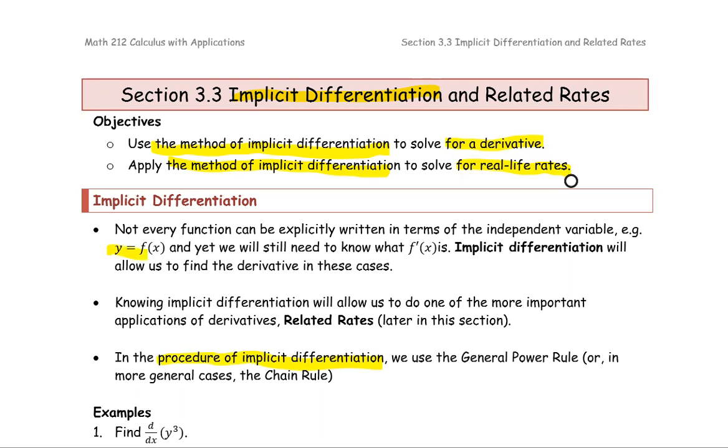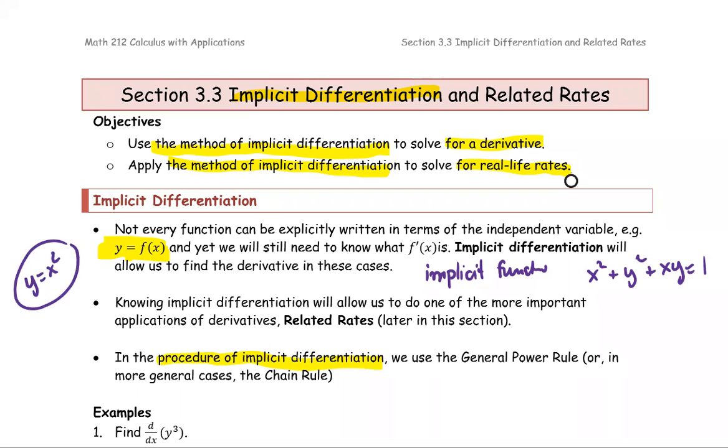function is not in the explicit form like y equals f of x. What is another form that we call the implicit function form? So an implicit function example could be x squared plus y squared plus x times y equals 1. So x and y are all over the place. They're not very obvious like y equals x squared. That's what we've been dealing with, this kind of explicit function. So this situation is called explicit, but this one is called implicit.